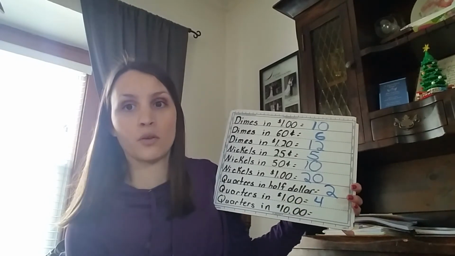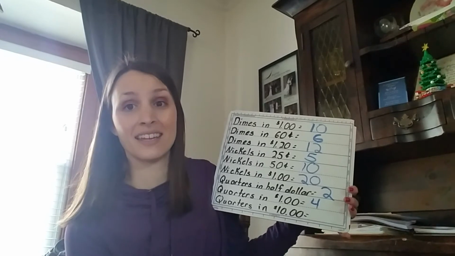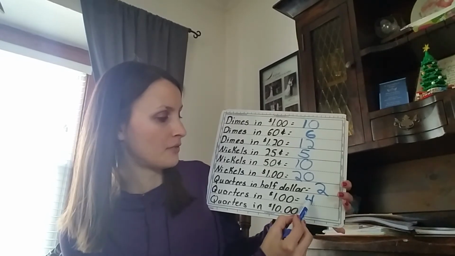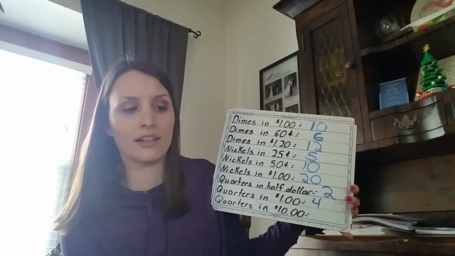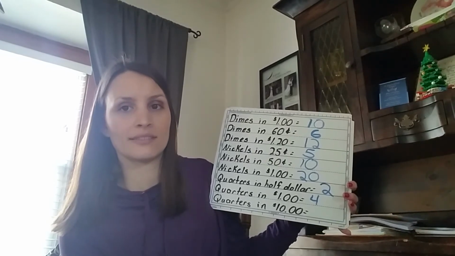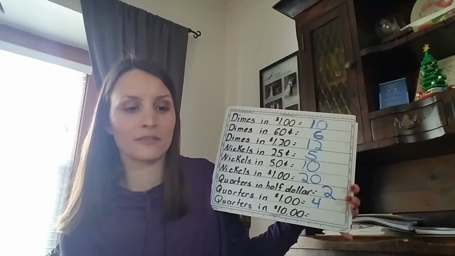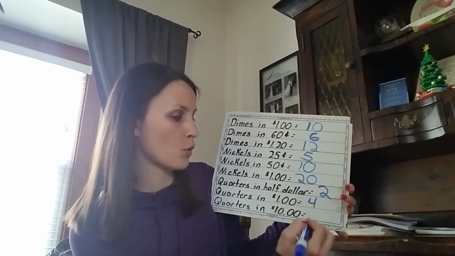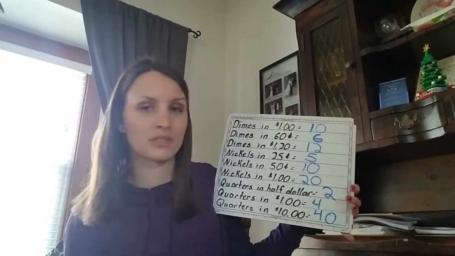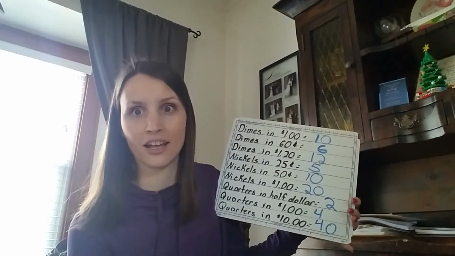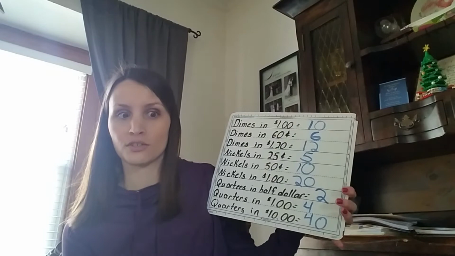Now this one's the tricky one. How many quarters in $10? So if we know there's 4 in $1, how many would be in $10? Who thinks I can get this one? This one's a little trickier. Good. 40. 40 quarters it would take to equal $10. A lot easier just to have a $10 bill than carrying 40 quarters around.